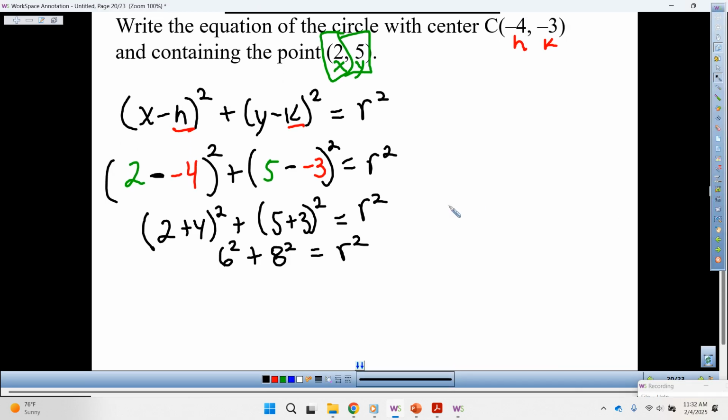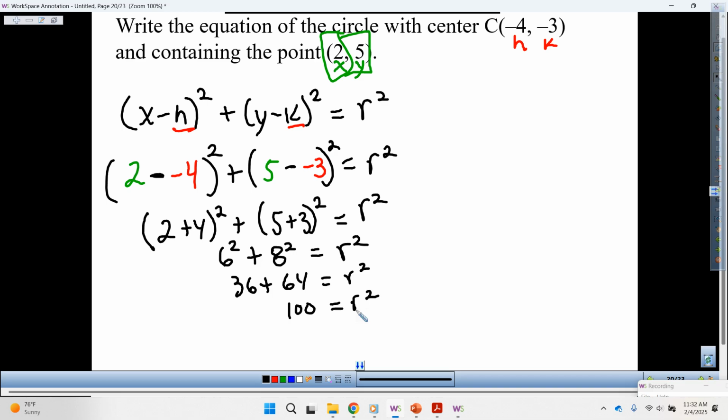Are we doing so far? Yes? So what is 6 squared? 36. What is 8 squared? 64, and all that equals r squared. So this is 100 equals r squared.